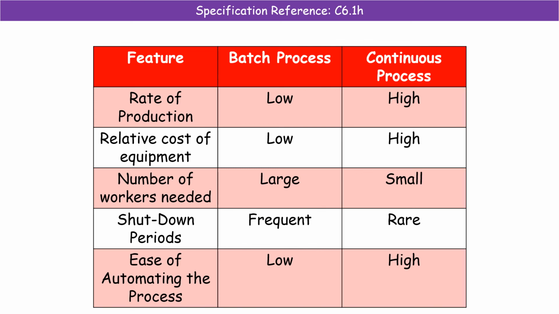Continuous process, however, has a high rate of production because we make large quantities of those chemicals. The equipment cost is high because a lot of it is automated. Because of that, however, then we need fewer workers and we don't really need to shut down the machinery. It's really just going almost 24 hours a day, 7 days a week.